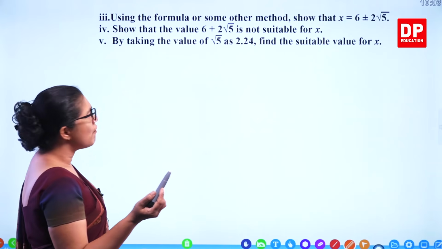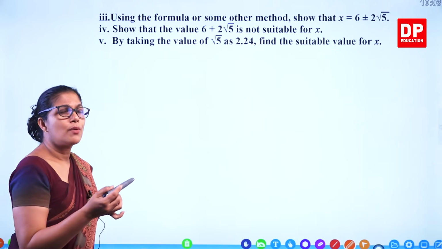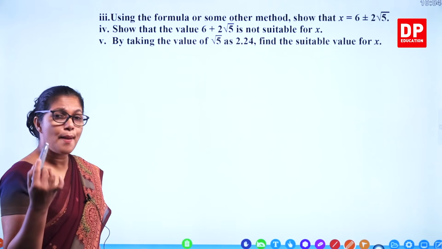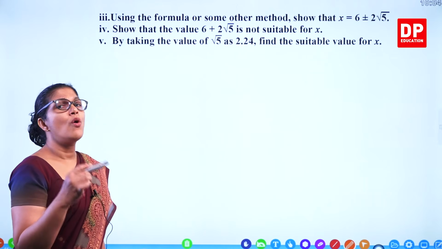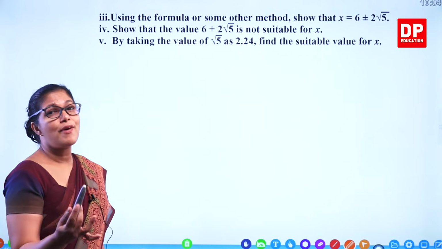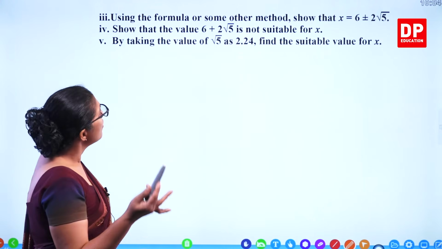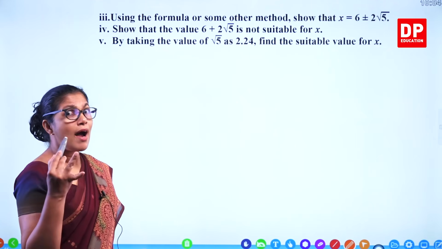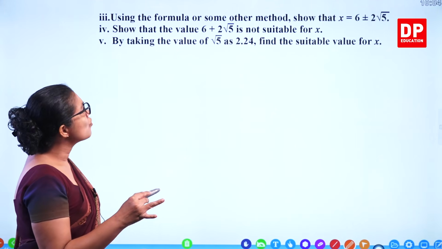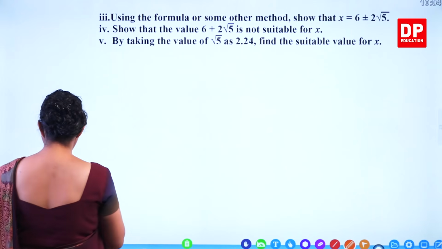So, if you are using the formula, can you remember the formula? x equals minus b plus or minus square root of b squared minus 4ac, over 2a. So, you need to memorize the formula. You can use any other method. So, I'll do it with the completing the square method. So, what's the equation you got?